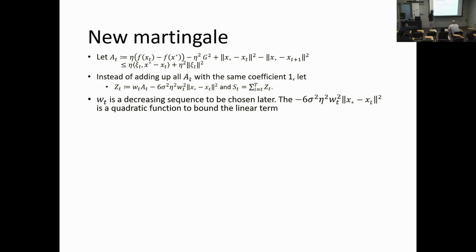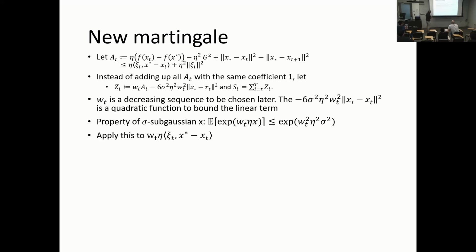And this quadratic term will be unimportant. We will be able to compensate for that from the Wt. So the proof is pretty natural at this point. You have this property of the Gaussian random variable. If you take the expectation of the moment generating function e to the x times some value, then it's always at most e to the that value squared times the sigma squared. So you just apply this to the dot product that we have, and if you take a look, you'll see that it exactly matches up.